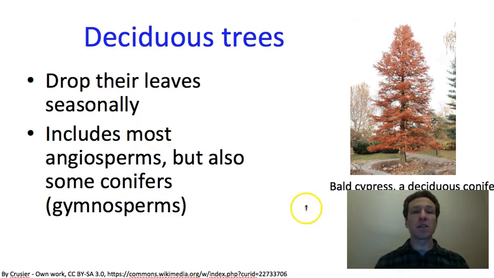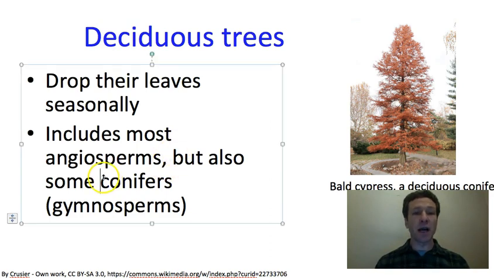Now, most deciduous trees are angiosperms. Remember, angiosperms are the flowering plants. However, these terms are not synonymous. There are some deciduous trees that are conifers. And remember, conifers are gymnosperms. An example is shown over here on the right.